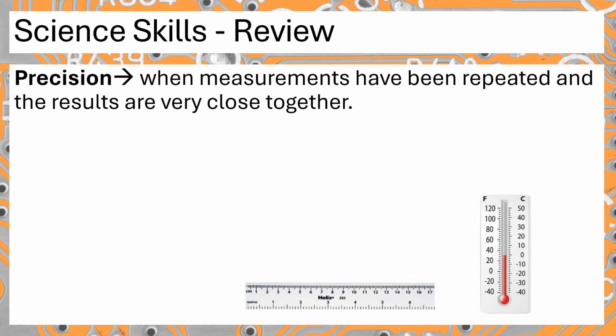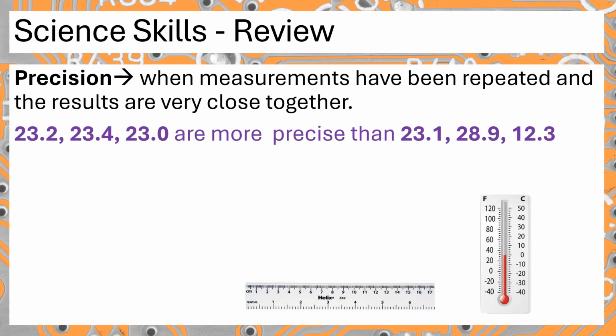Okay, something that we'd have looked at a little bit more recently is precision. This is when the measurements in our experiments have been repeated and the results are very close together. So if I look at these two examples here, 23.2, 23.4, 23.0 are very close together. So that's a reasonably precise set of results, whereas 23.1, 28.9 and 12.3, if that's my repeats, they're not very close together at all, so they're not very precise.